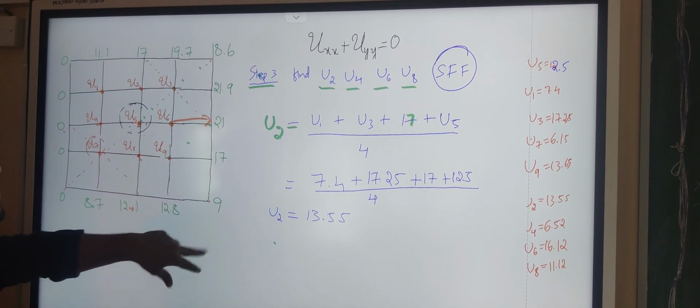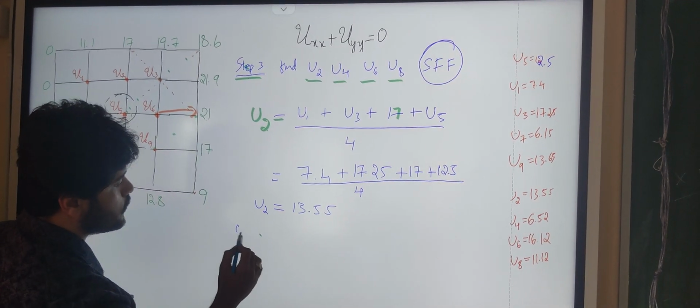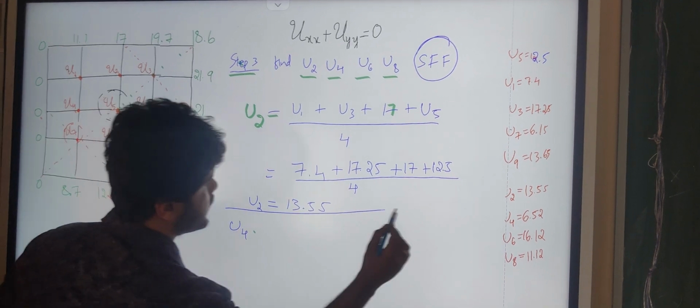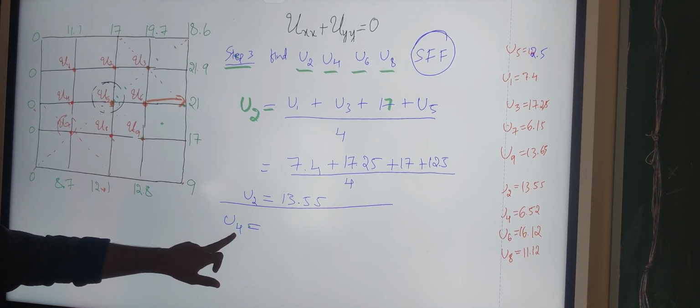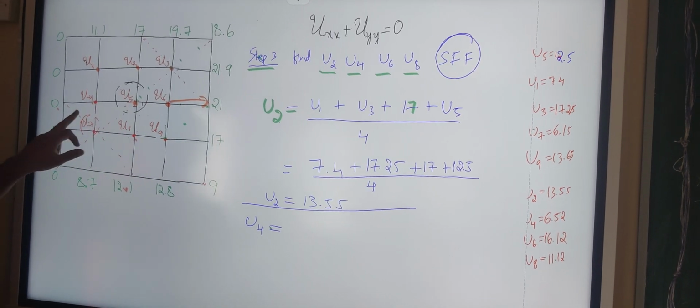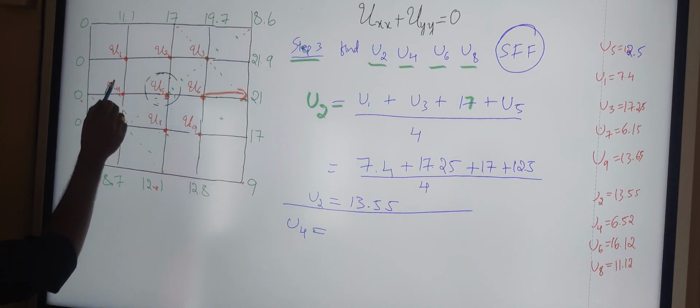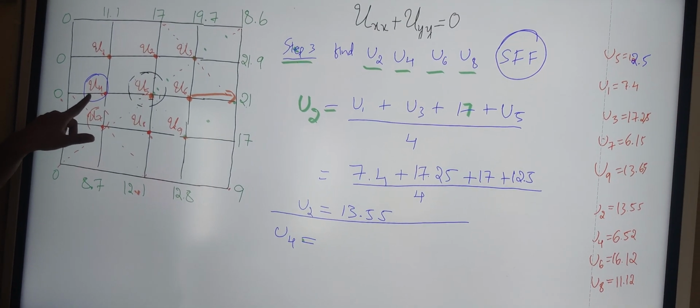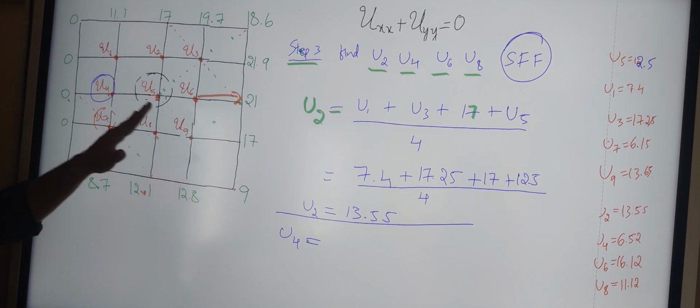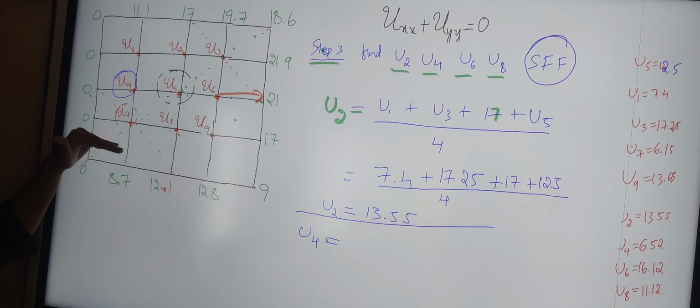So after finding u2, I have to find u4. So here we have the value of u2. So now I am finding u4. So for that what I have to do? Search u4 where it is in the diagram. So here we have u4. You can easily notice this. u4 is present here. So now SFF means left, right, top and bottom values.